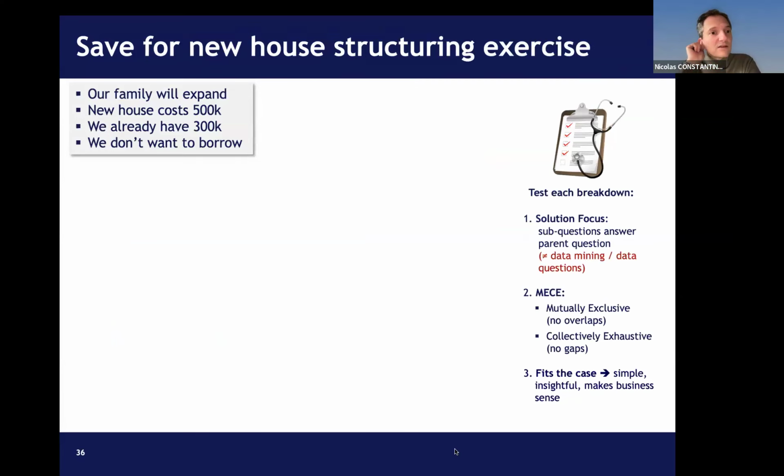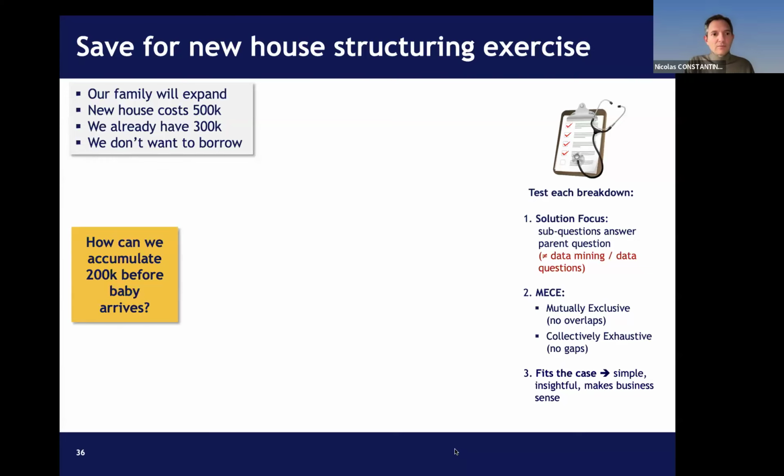Suppose the following: our family will expand. We're going to need a new house that costs 500K, and we already have 300K. And we don't want to borrow, whatever the reason. So the problem that we have to solve is the following: how can we accumulate 200K before baby arrives?